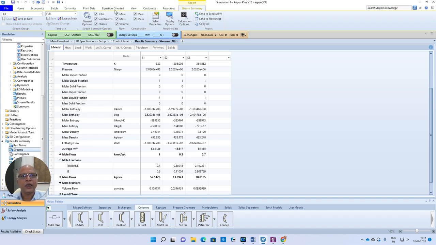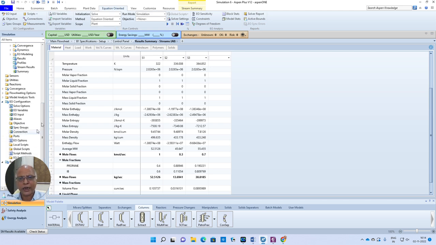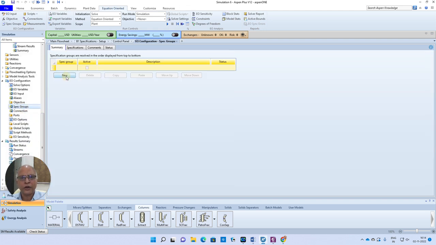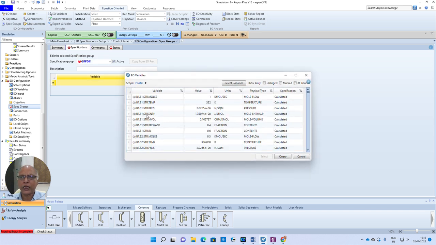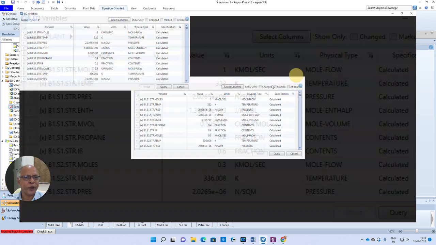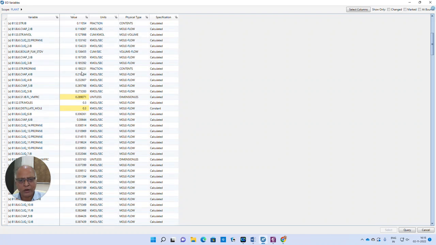Now, having run this problem once in sequential modular approach, I should be able to switch over to the equation-oriented approach. So having done this, now I will be able to create a spec group, say new, then go to the next step. Be careful in selecting these variables. We wanted to obtain a purity of 98% with respect to propane. Right now we got about 89%, 0.89. So go to that value.